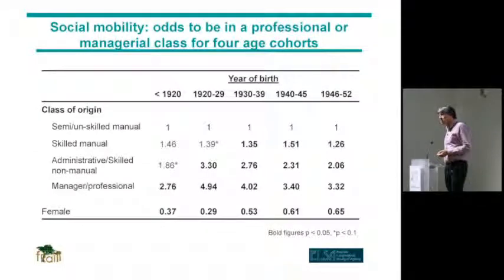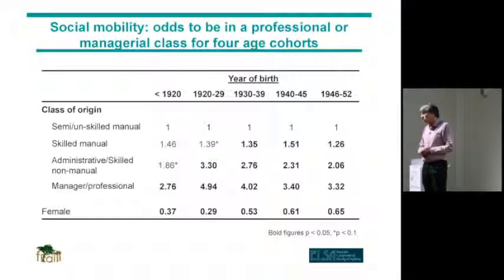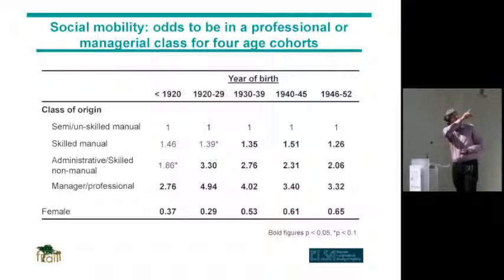We talk about social mobility. We hear lots of talk about social mobility. These are again data from ELSA. We've seen no shifts in social mobility by class origin across several cohorts of people. So those born before the 1920s, 20 to 29, 30 to 39, and so on.